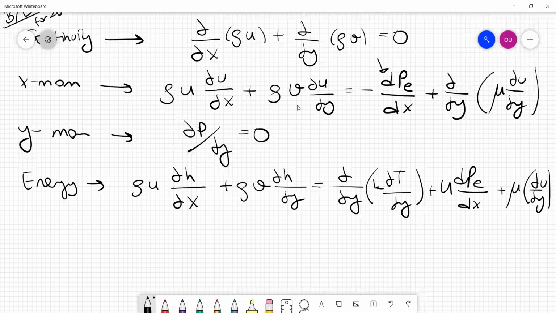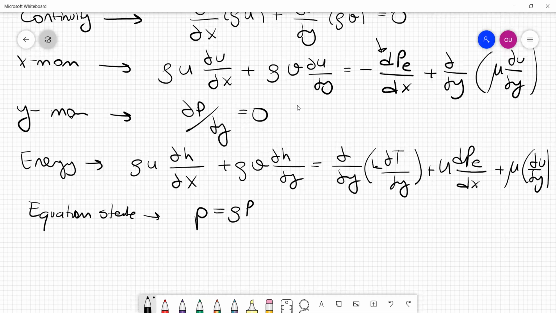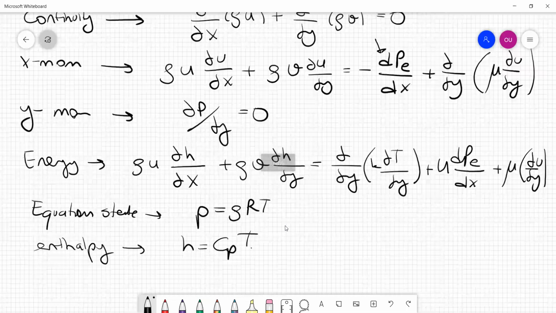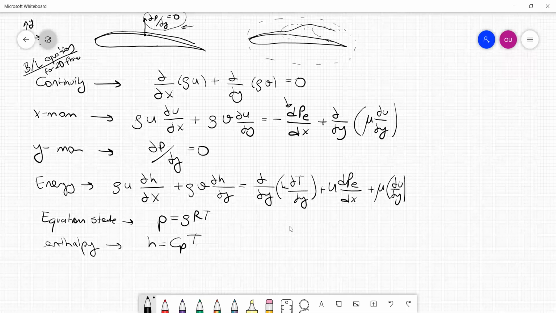So we use also, as we did in the compressible flow case, the equation of state. So P equals rho R T. And we know that enthalpy is indeed related to temperature, so Cp times temperature. So this equation set, let's zoom out, is our complete equation set for a 2-dimensional thin boundary layer, okay? Which represents the physical principles of mass conservation, momentum conservation, and energy conservation.